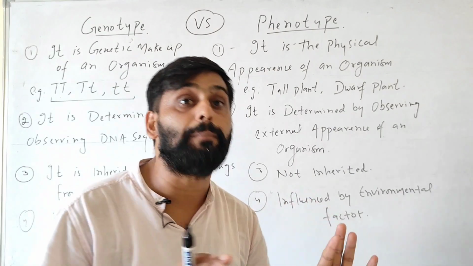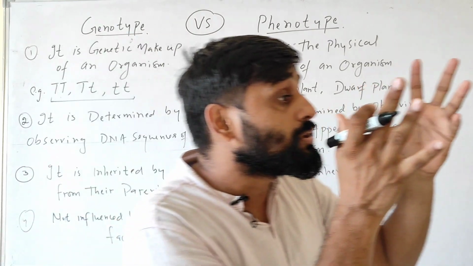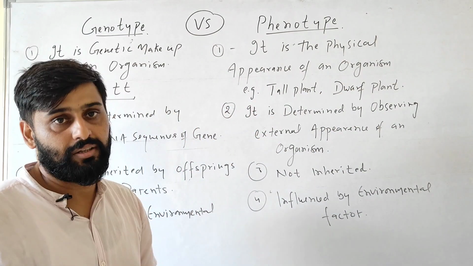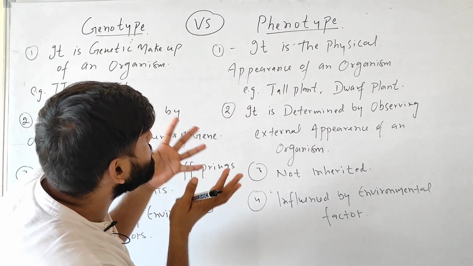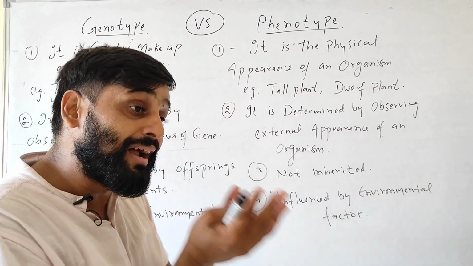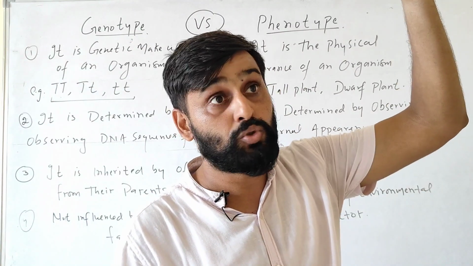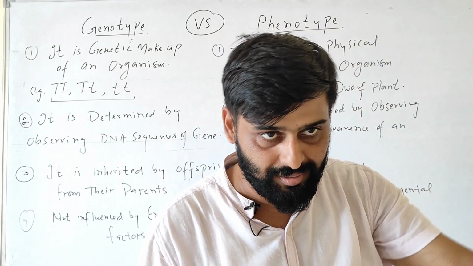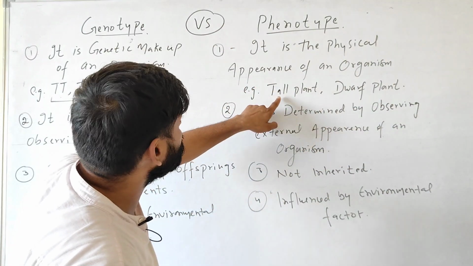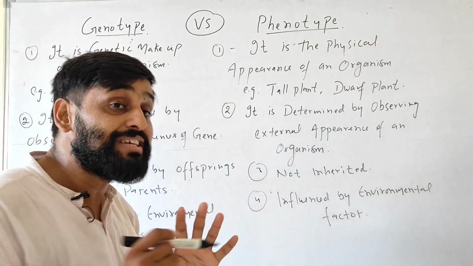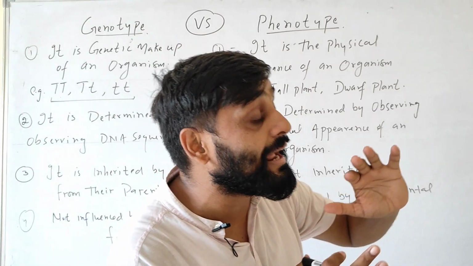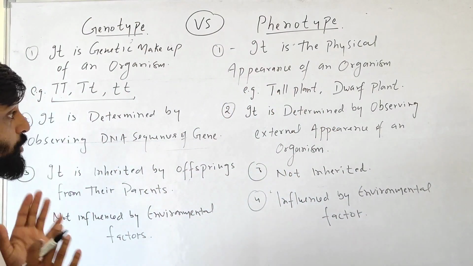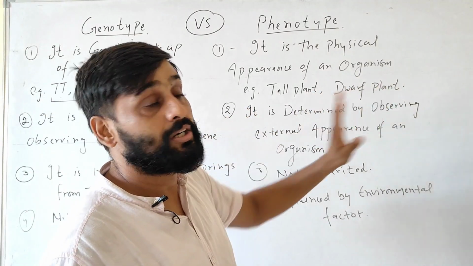Phenotype is the physical appearance, how this organism looks externally. So it is its physical appearance. Suppose a plant is there and that plant is tall. So this is its physical appearance. It looks tall from outside. So this is called phenotype. It is the external appearance of an organism. So this is the difference. For example, a tall plant or a dwarf plant.